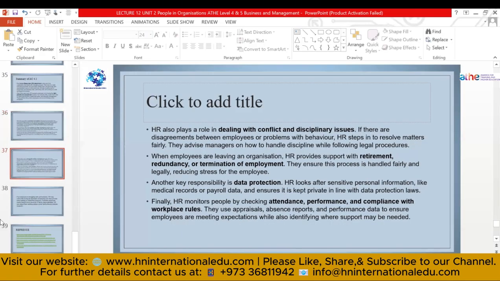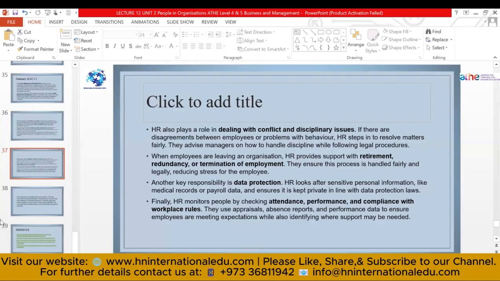HR also plays a role in dealing with conflict and disciplinary issues. That is, if there are any disagreements between employees or problems with the behavior, HR steps in to resolve the matters fairly. They advise managers on how to handle the discipline while following the legal procedure. When employees are leaving an organization, HR provides support with retirement, redundancy, or termination of the employment as well, to ensure this process is handled fairly and legally, reducing the stress for the employee as well. If there is something serious issue as well, even then the person does deserve a respect. At least terminate him or her in the proper way.